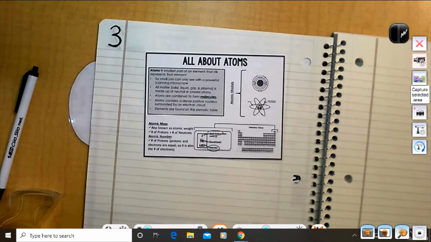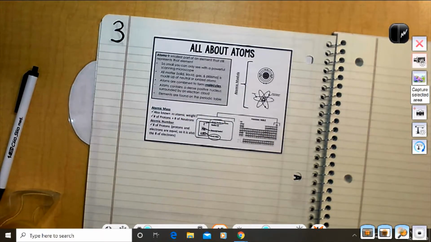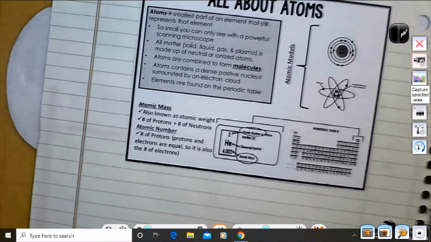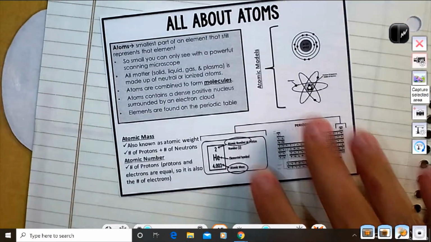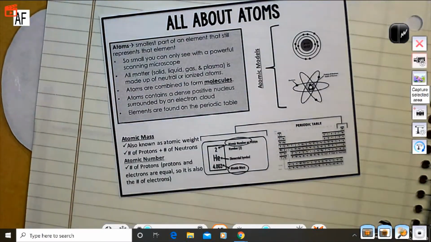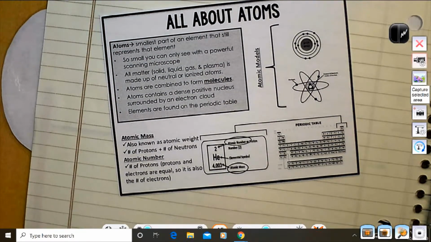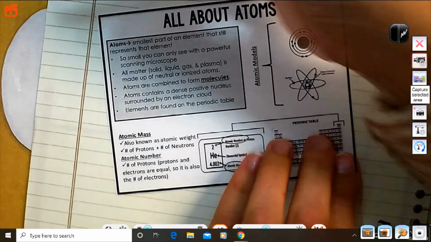All about atoms. Okay, you're going to need your trusty rusty highlighters again. Now let's zoom in. Let's get this in focus. Okay, all about atoms. Let's read to ourselves. Just kidding, I'll read to you. But feel free to read along. It will help you remember the information.